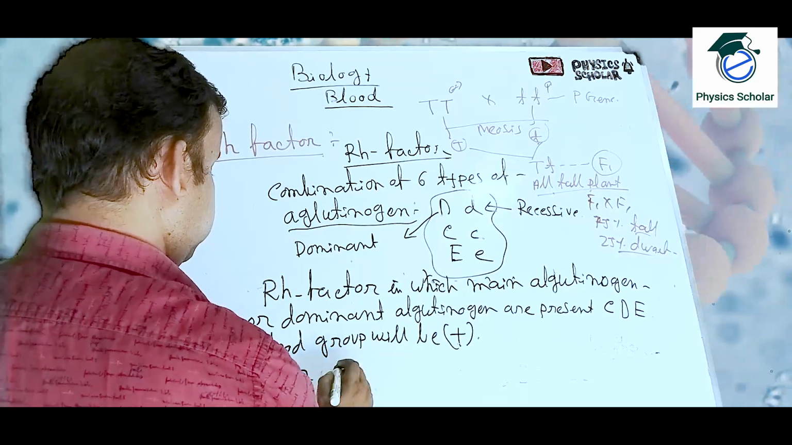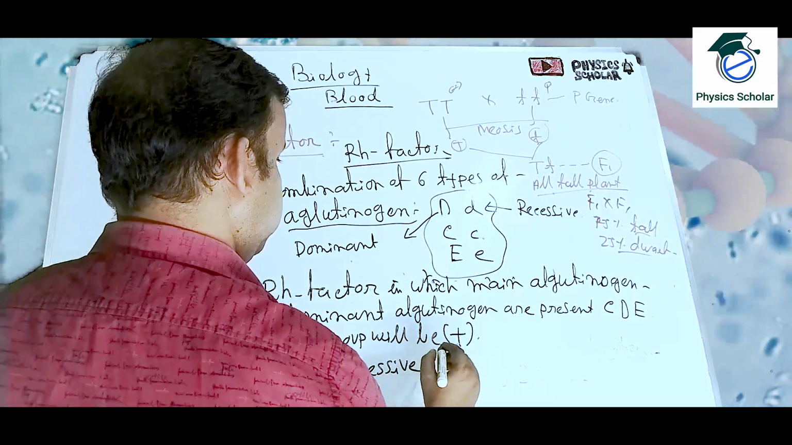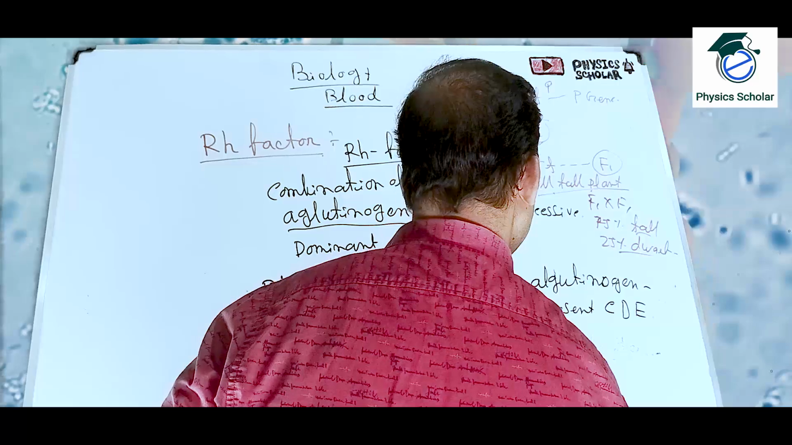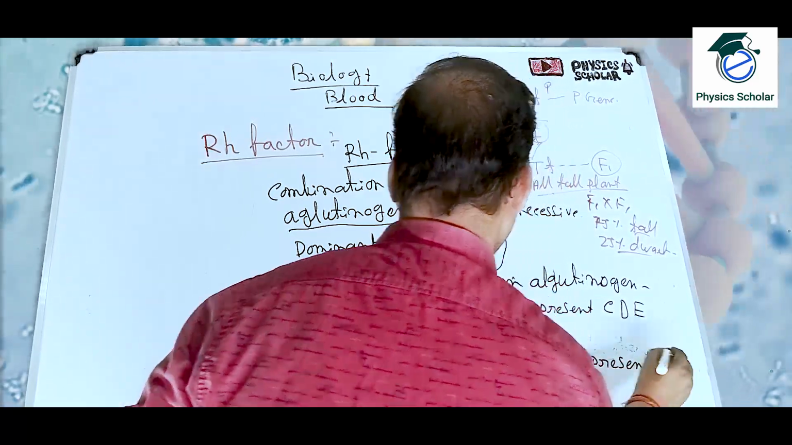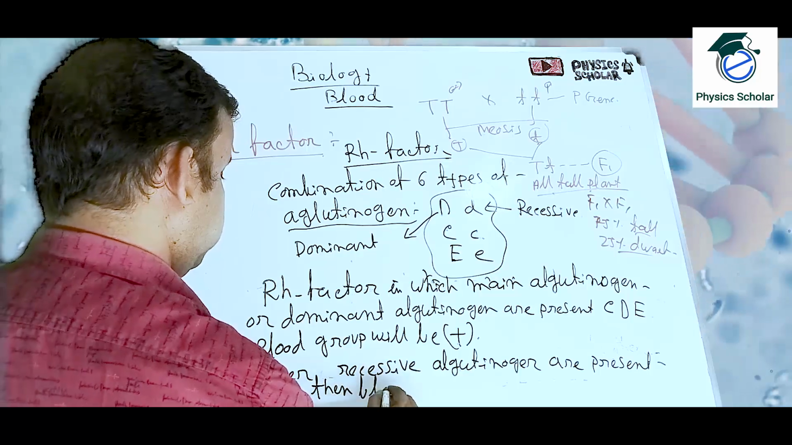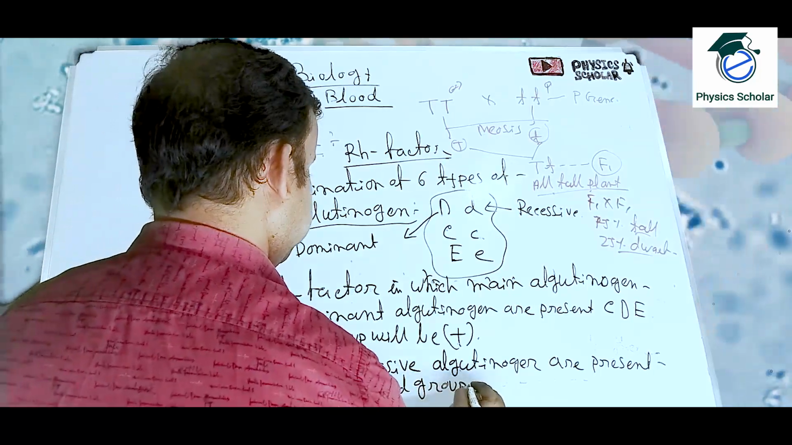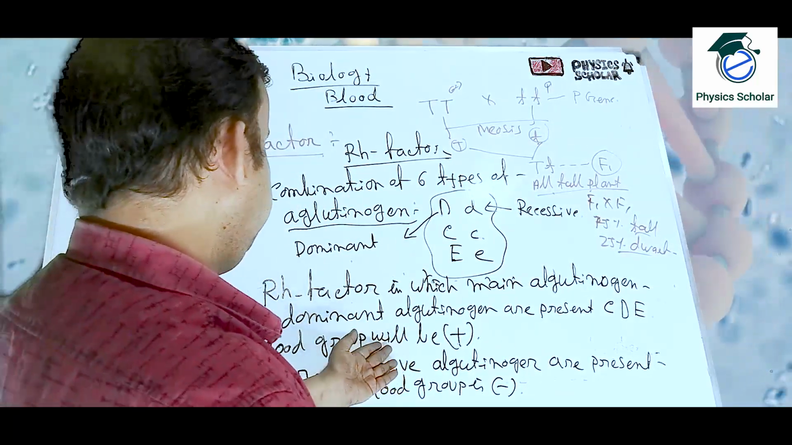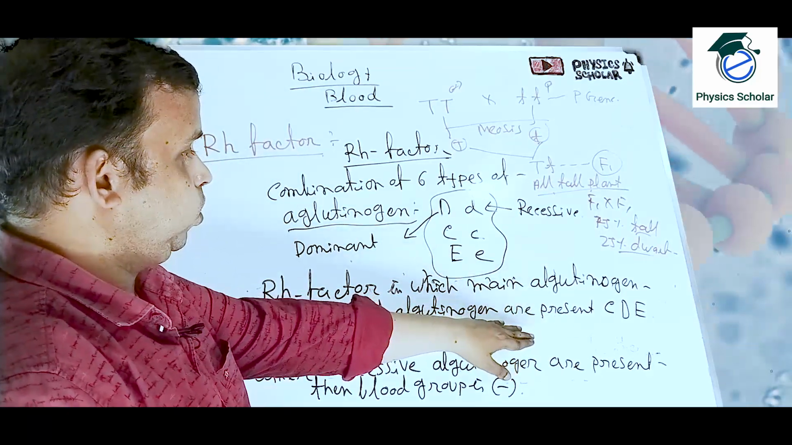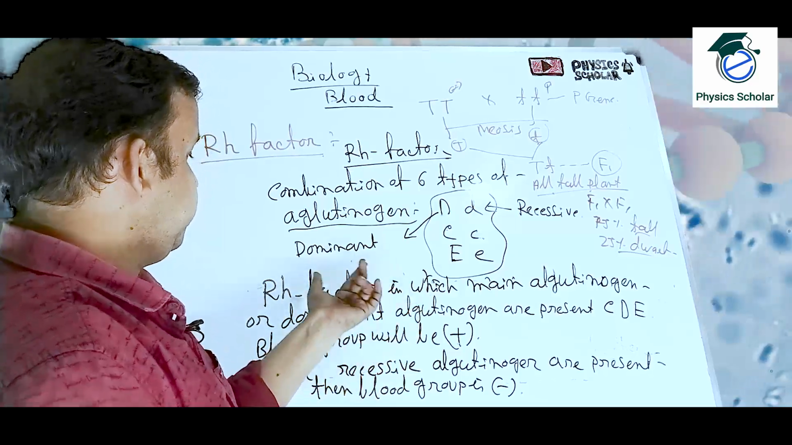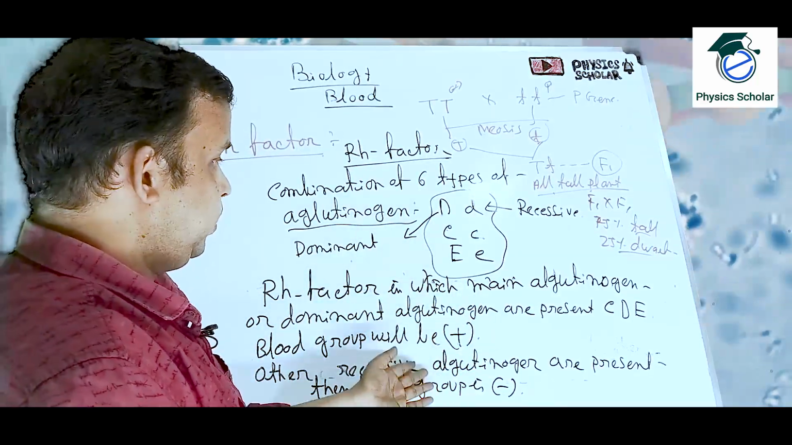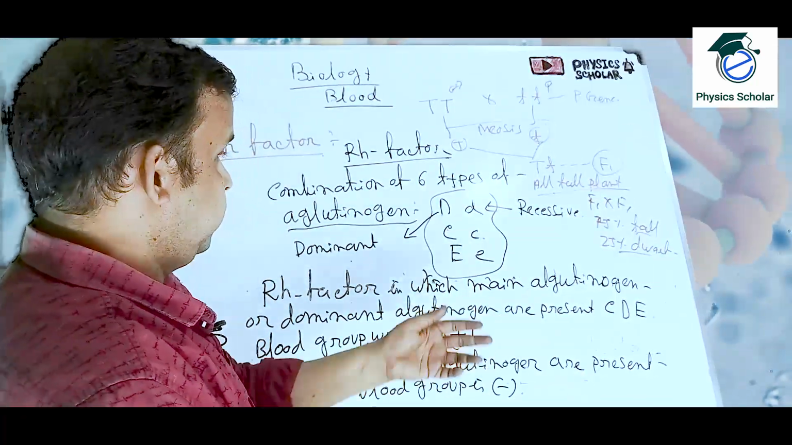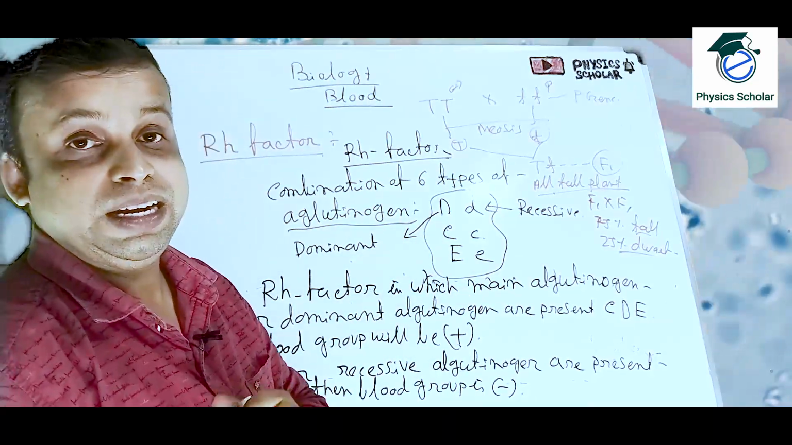And if the recessive agglutinogens are present in the Rh factor, then the blood group will be negative. That means if the dominant agglutinogens capital C, capital D or capital E are present, then it will be positive. And if the recessive characters are present, the characteristics of the Rh factor will not be expressed, so it will be a negative blood group. Clear to all of you?